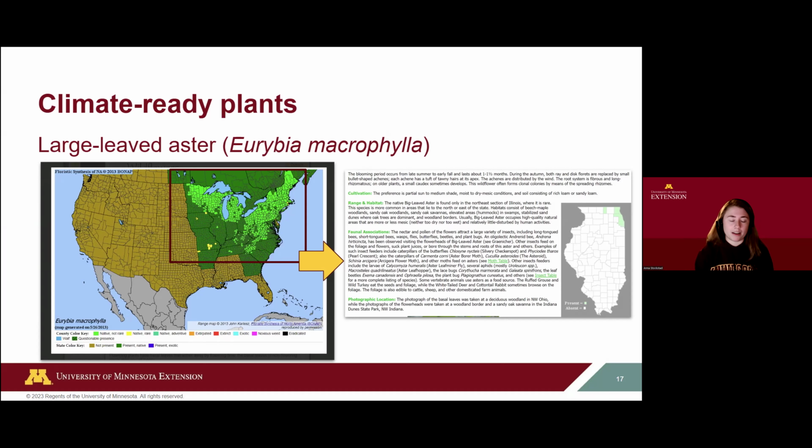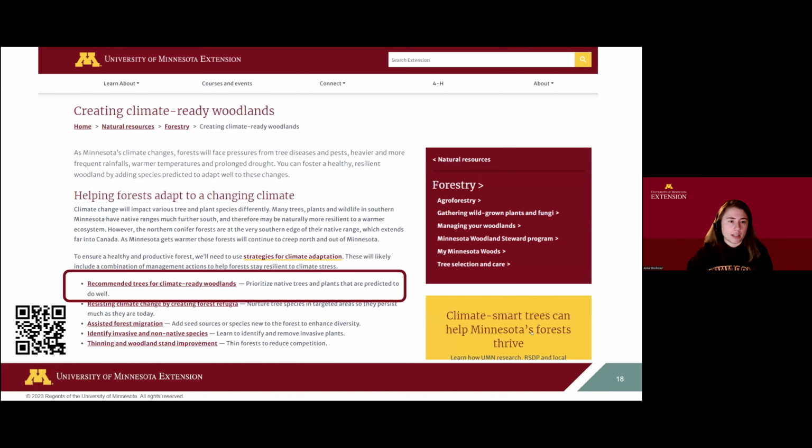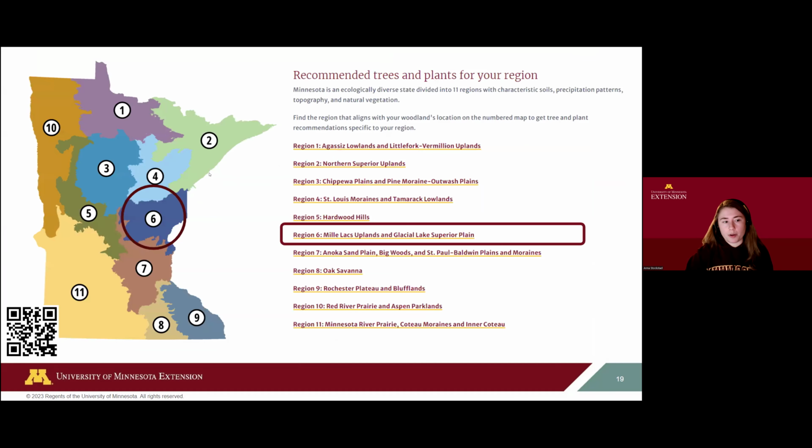And then we also documented all those great wildlife benefits as well. So to access the list for your region specifically, if you go to that website using the QR code that I had up right here, or the list that I had up earlier as well, you're going to find this landing page. And we have several different resources on this page, but I want to go specifically to our lists. And so you'll go to the recommended trees for climate ready woodlands link. You click into that, and it's going to bring up a map of all the 11 ecoregions in the state.